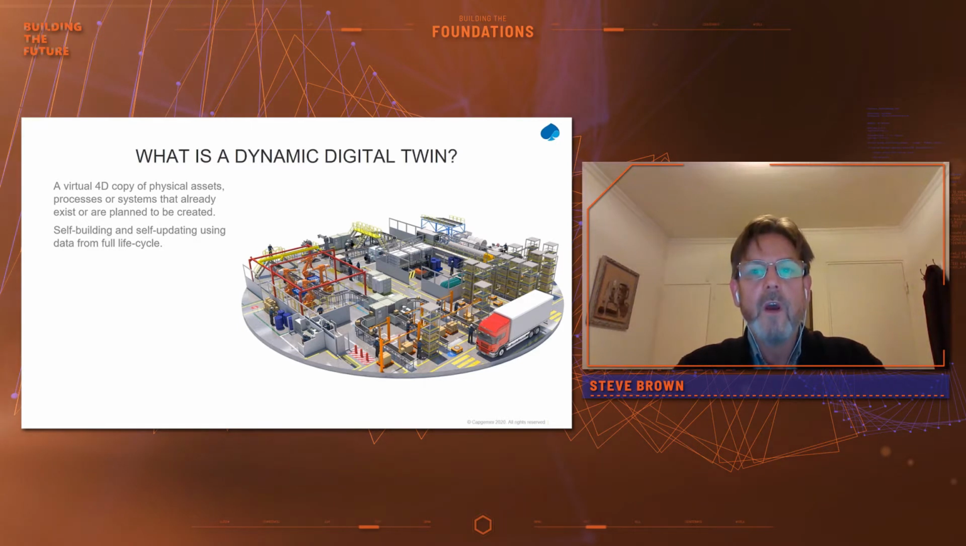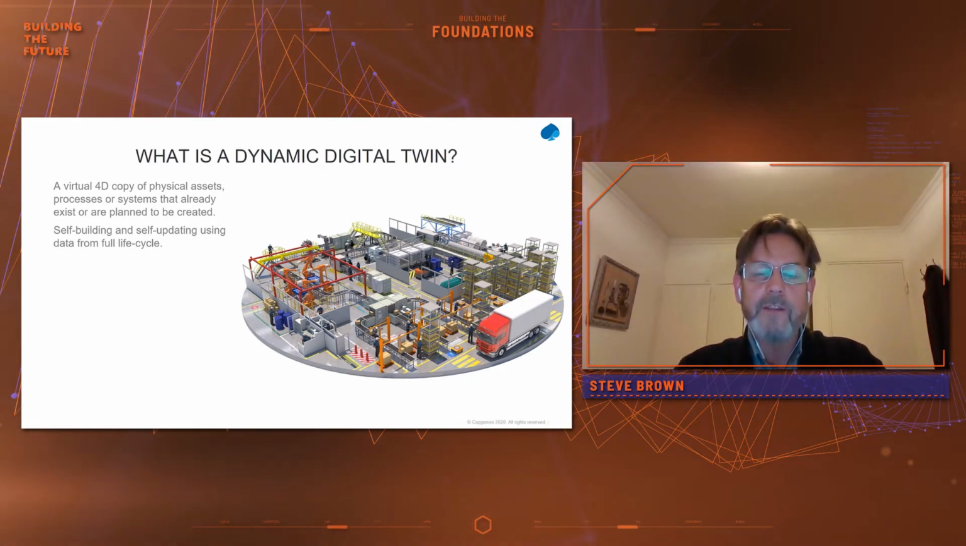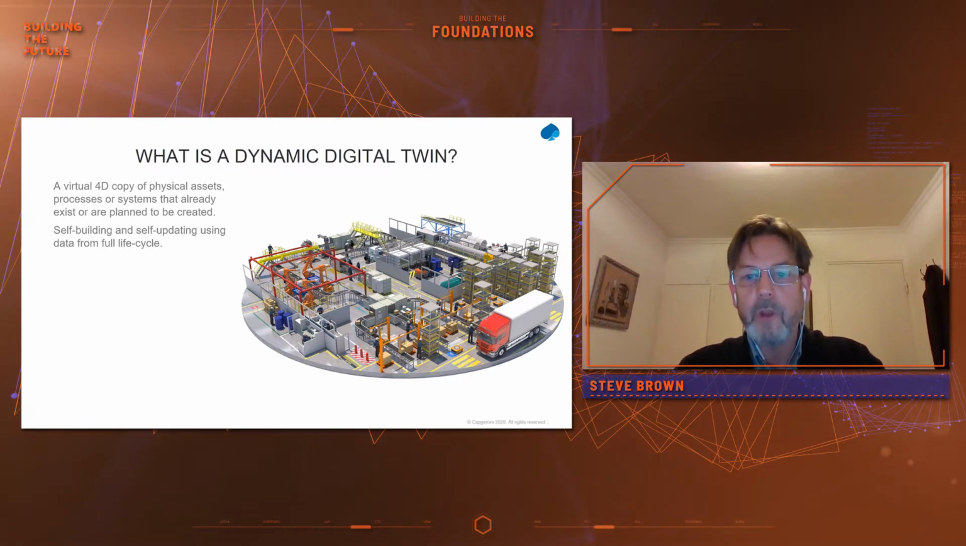So first of all, what is a dynamic digital twin? We build digital twins to reflect actual reality, and that's reality that either actually exists or is planned to exist. As such, the digital twins have to support the same parameters as the real world: X, Y, and Z for location, breadth, depth, height, etc., and time constraints on there.